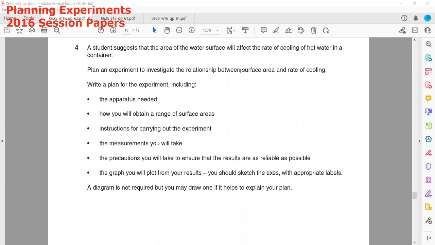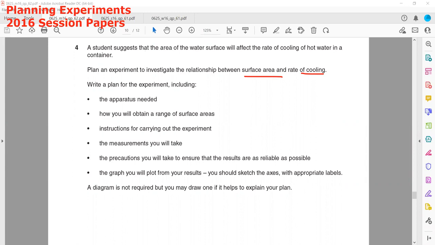So from the March 16 paper, a student suggested that the area of water surface will affect the rate of cooling of hot water. This is a suggestion by the student. So we have to plan an experiment to investigate the relation between the surface area and the rate of cooling, like how the surface area can affect the rate of cooling. Write a plan of experiment including the apparatus needed.